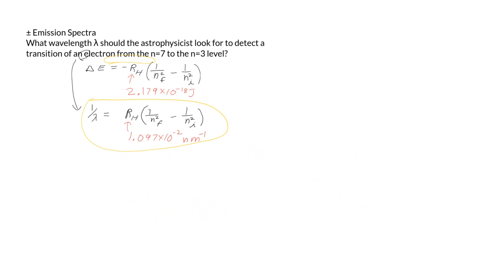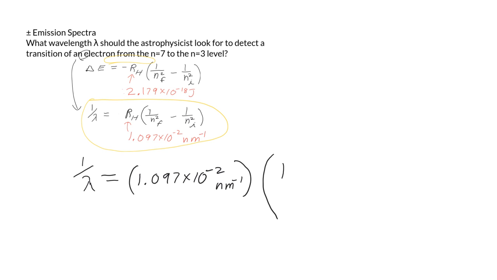We have our inverse wavelength equal to that RH constant, 1.097 times 10 to the negative 2 inverse nanometers, times the final energy state, which is 3, so it's 1 over 3 squared, minus the initial energy state, which is 7 squared.